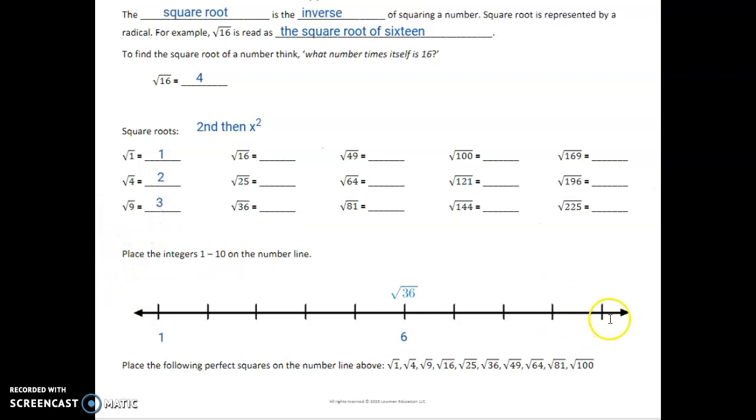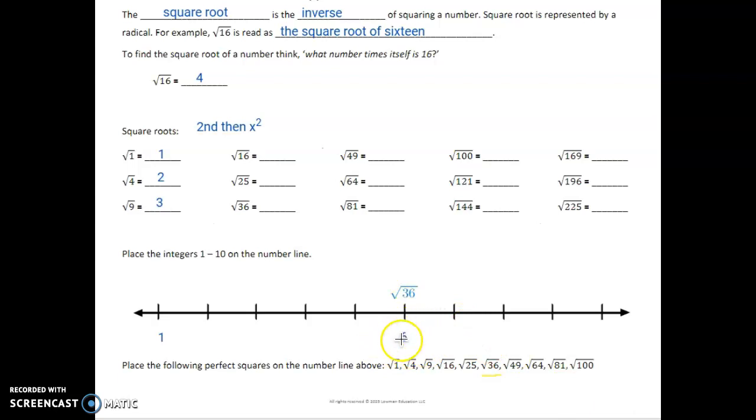Finally, down here at the very bottom, it says place the integers 1 through 10 on the number line. Place the following perfect squares on the number line above. Well, what is the square root of 1? 1. What is the square root of 4? Key it into your calculator and figure it out. The example that I did for you is the square root of 36. If you put in your calculator second, x squared 36, enter, you're going to get a whole number or an integer of 6.